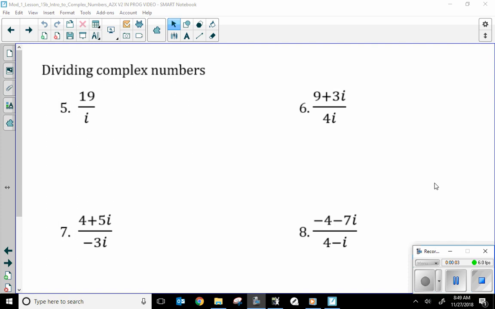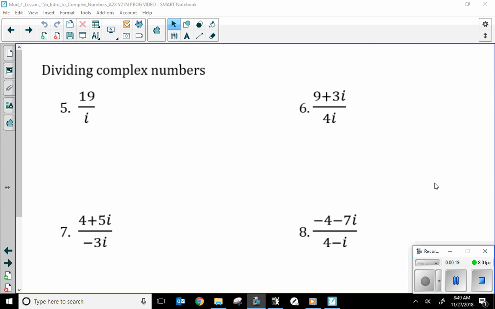All right, welcome to Unit 1, Lesson 15. This is Part 3. My goodness, this has been a long lesson, but we're almost done. We have these 4 problems, and we're out of here. So let's do them and get this over with.